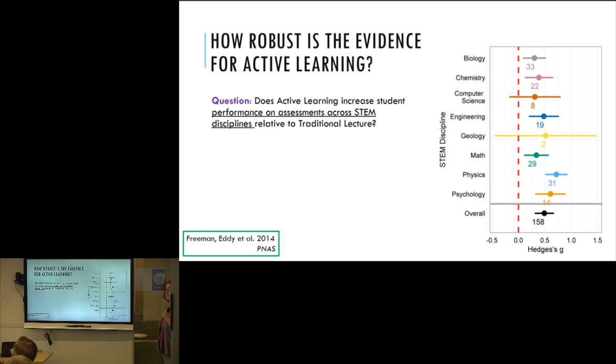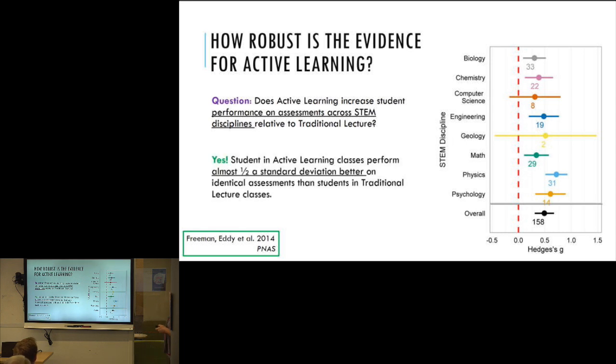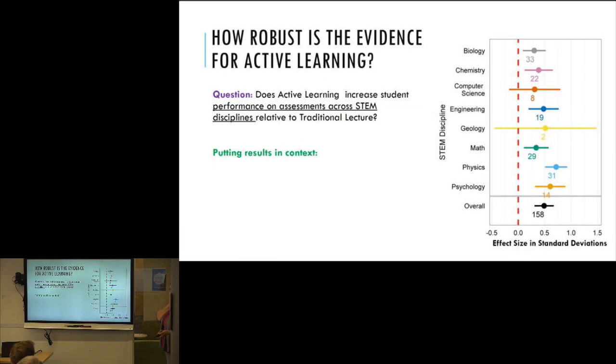Could you describe what the standard deviation is? I'm just curious. So it's an improvement, but is it the difference between like an A and a B, or is it different between like C and C plus? Yep. That's actually what we'll do exactly next. So let me do that. So we see about a half a standard deviation improvement between the active learning section and the traditional lecture classes, right? But what does that mean?